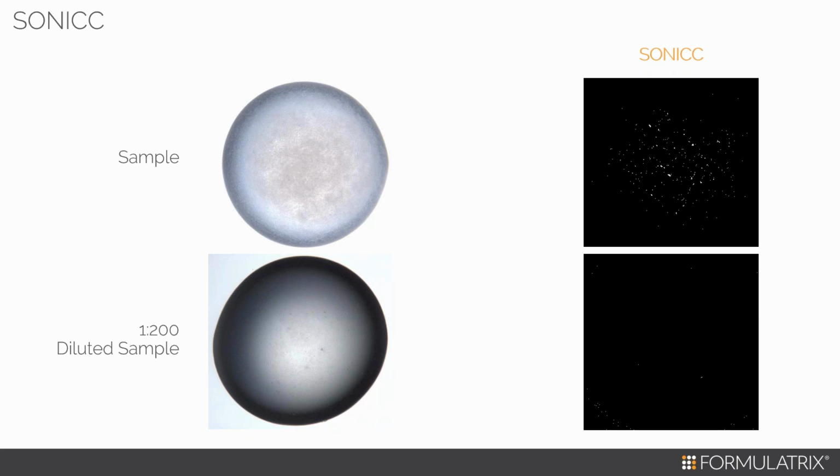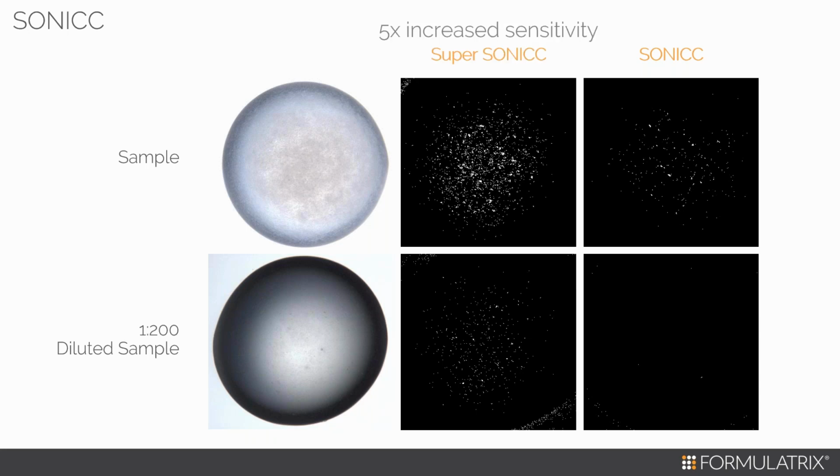When you dilute the sample 200 times, you don't get enough signal, so you don't see anything in Sonic, obviously. But we made some changes to the hardware and we increased the sensitivity by 5 times. And now, as you can see, you can detect many more crystals in the same sample. Even when the sample was diluted 200 times, you can still detect fewer crystals, but you can detect crystals.